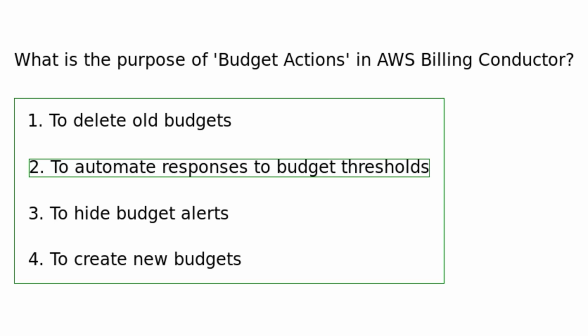Budget actions in AWS Billing Conductor automate responses to budget thresholds, like stopping resources to prevent overspending.